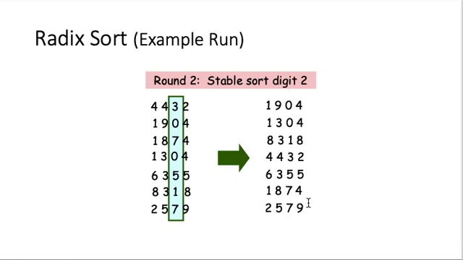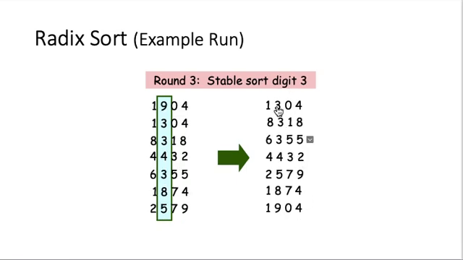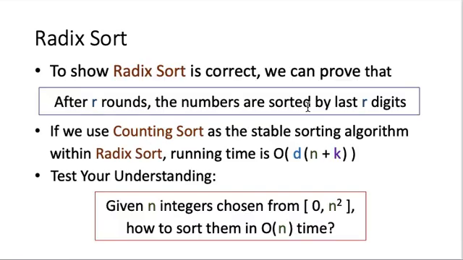are sorted. After 3 steps, again, 304, 318, 355, 432, and so on and so forth. If we just focus on the last 3 digits, then they are sorted. So after R rounds, the numbers will be sorted by the last R digits. So after D rounds, the numbers are sorted by the last D digits, which means that all the numbers will be sorted after D rounds.